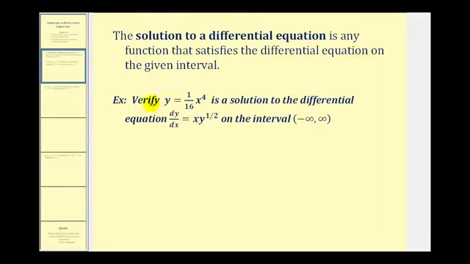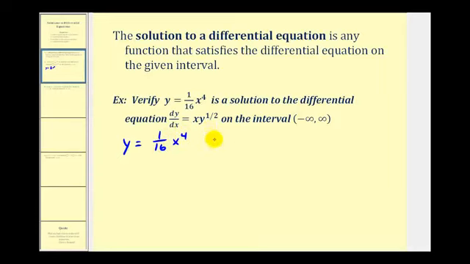For our first example, we want to verify that y equals 1/16 x to the fourth is a solution to the differential equation dy/dx equals x times y to the 1/2 on the interval from negative infinity to positive infinity. So again, we want to verify that this function satisfies this differential equation. So we need to first find the derivative of y with respect to x, and then perform substitution into this equation.